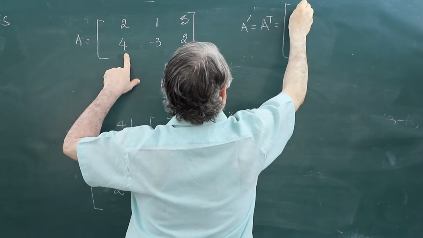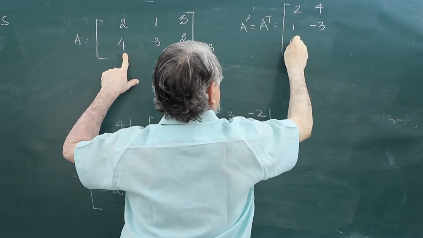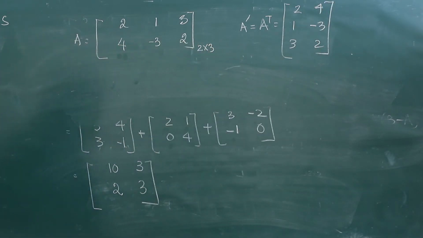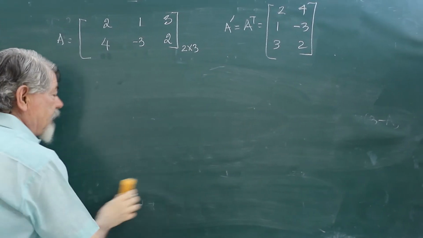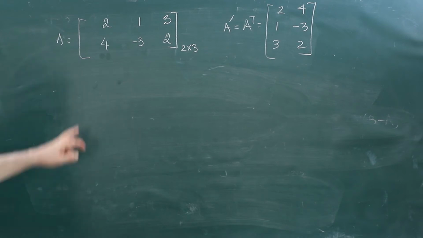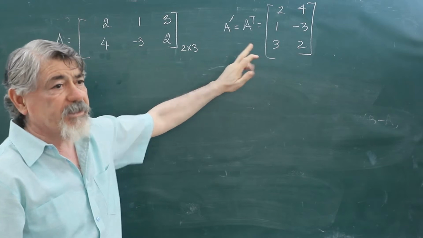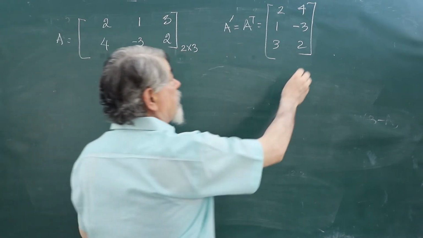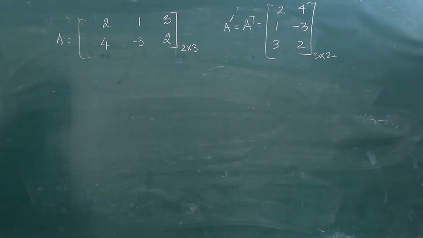I'll get 2, 4, 1, minus 3 and 3, 2 as A transpose. Now it is not possible for us to add A and A transpose. We cannot add or subtract. We cannot add A to the transpose of the matrix because here the order is 2 into 3, but here the order is 3 into 2. So the order of the matrix A and A transpose are not the same.